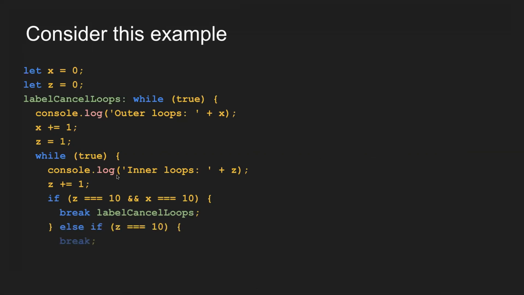Now, in this example, we didn't talk about this, but you can nest loops, and that's what we have going on here. We have a while loop, and inside that while loop, we have a second while loop. And that's totally possible. If we said break right here, the only thing we would break out of is this while loop, and it would go back up to the first. But by saying break label cancel loops, we're saying break out of the entire thing because we've labeled it up here. Does that make sense?